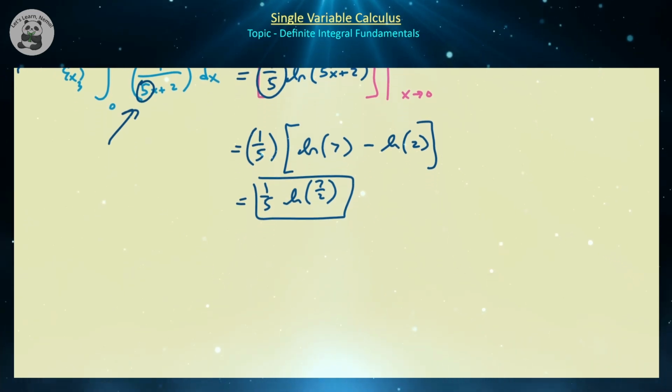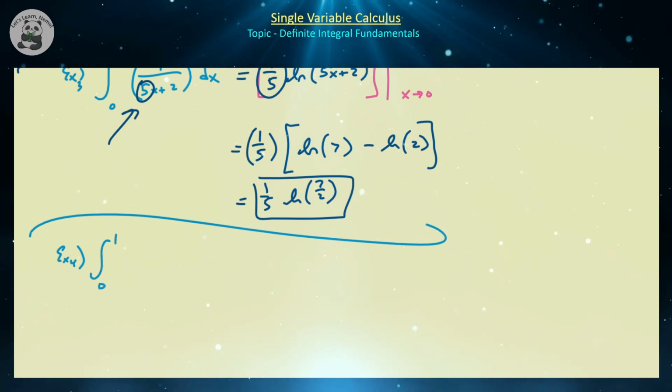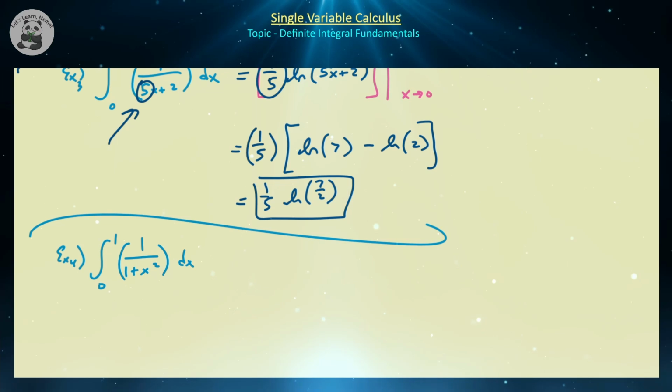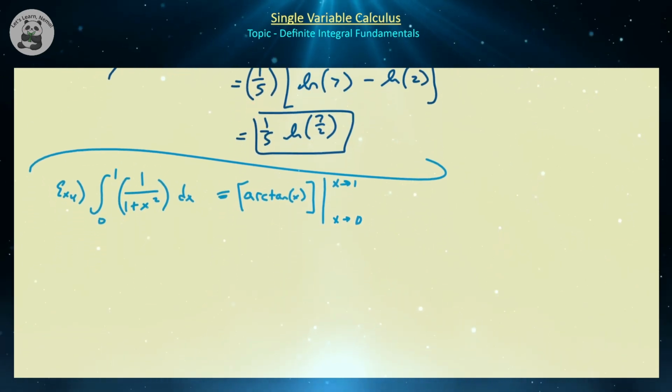And let's just do another example just to see if you remember. Example 4, the area from 0 to 1 of 1 over 1 plus x squared dx. So this is a very special derivative rule that you should remember, because the derivative of the arctangent function will give you 1 over 1 plus x squared. Now we need to evaluate it at 1, evaluate it at 0, and subtract.